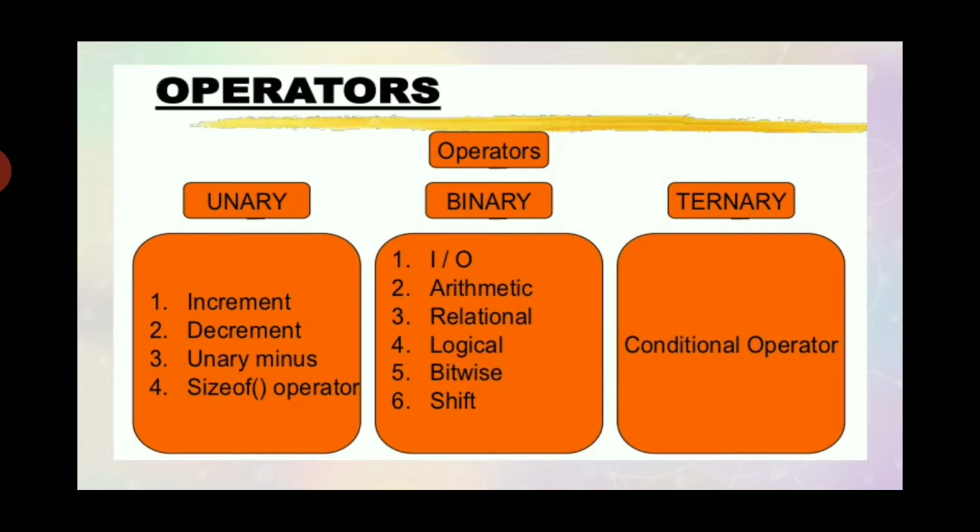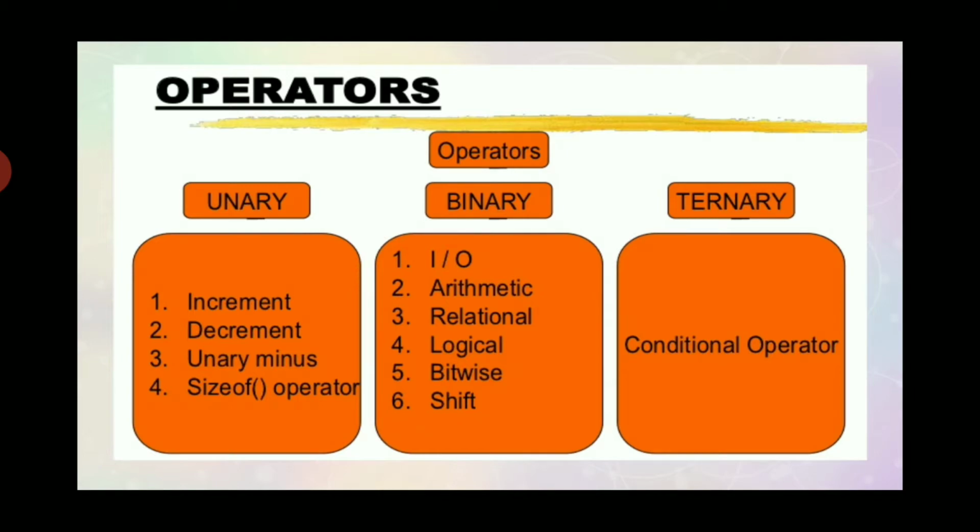In your grade, in the binary category you have to understand arithmetic, relational and logical, three only, and ternary you have to do, and all unary operators you have to perform with some program code. So let's discuss these two first, and briefly I will tell you the function of these two operators, unary minus and sizeof. Unary minus is simply the negative value, like minus 5, minus 10.